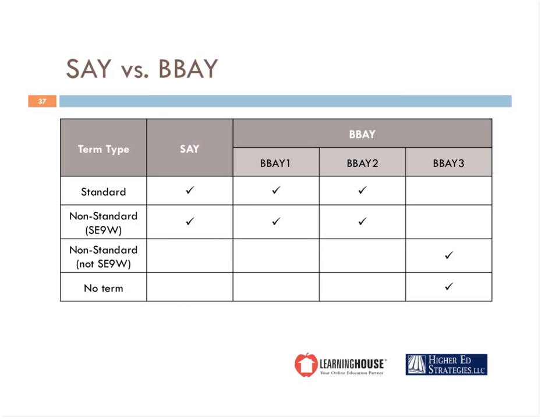This chart illustrates what formula you can use, when you can use a scheduled academic year versus when you would have to use one of the borrower-based academic year options. And you can see that if we're talking about a non-standard term or a non-term program, non-standard with terms that are not substantially equal, then you would have to use the borrower-based academic year 3.